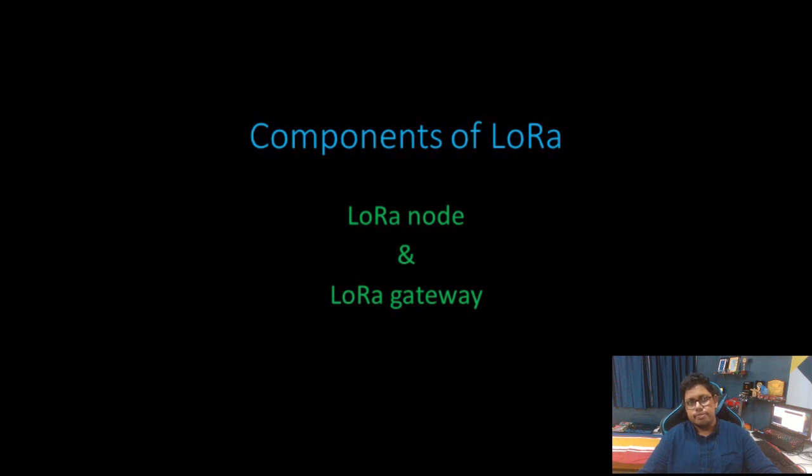So what happens is that all these LoRa nodes, or sensors, that are embedded in the field communicate with the LoRa gateway. So LoRa nodes all communicate with the LoRa gateway, and the LoRa gateway communicates with us. So the components of LoRa are basically a LoRa node and a LoRa gateway.